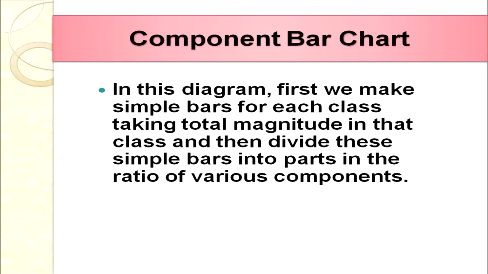Next, in this diagram we first make simple bars. Now, the thing is, how should I construct a component bar chart? Very first I will make the bar length of the total value being given to us. That is why I told you in a component bar chart we need to have a total. So, I will first draw a simple bar for the total of the given data. Then I will start dividing each bar for each class. That means we first make a simple bar for each class, taking the total magnitude in that class. Then we divide these simple bars into parts in the ratio of the various components.